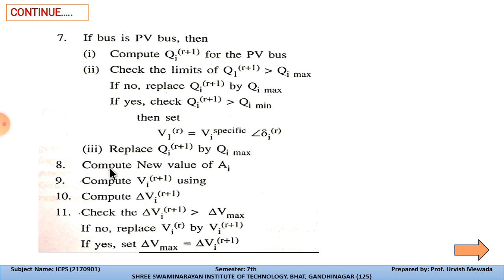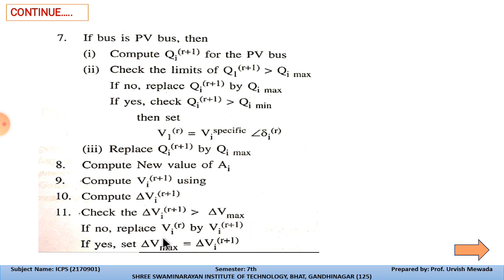So replace Qi(r+1) by Qi maximum. Once this condition is satisfied, you can replace Qi(r+1) by Qi maximum. This is the reactive power of the respective bus. Then compute the new value of delta i from this, and compute the value of Vi(r+1). From that we can calculate delta Vi(r+1) and check again the condition that delta Vi(r+1) is greater than delta V maximum.